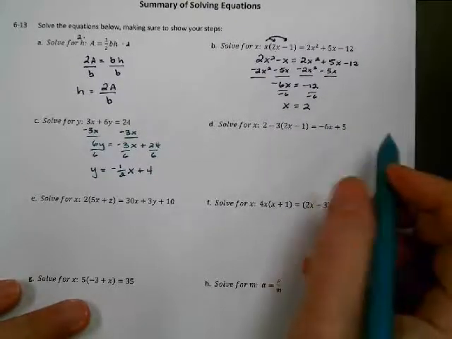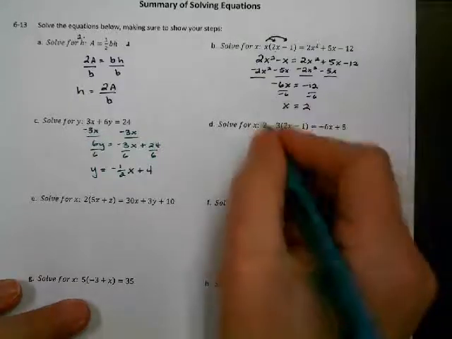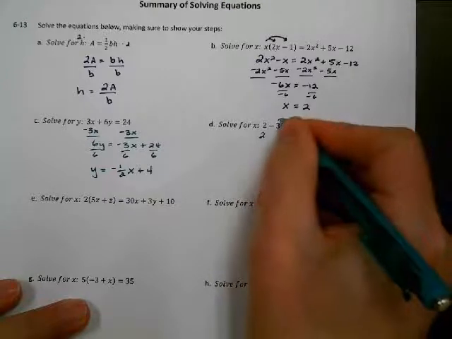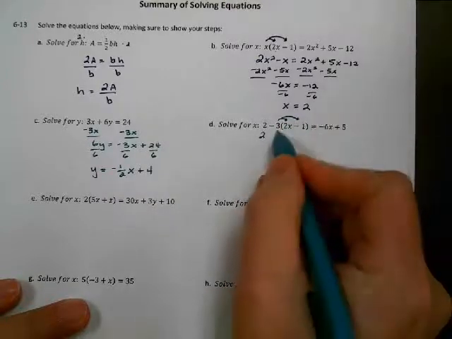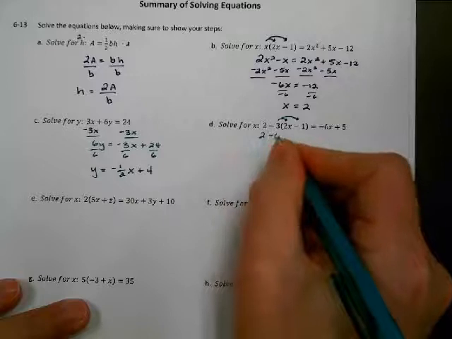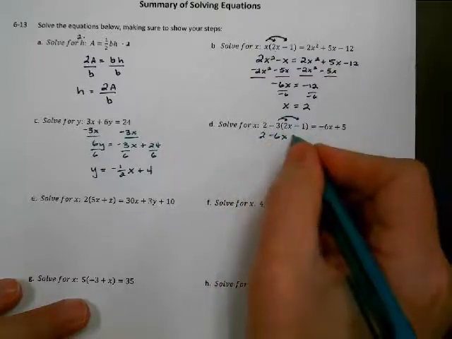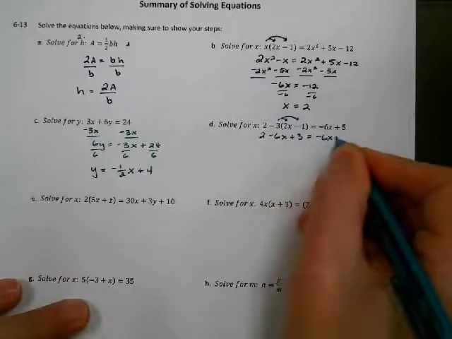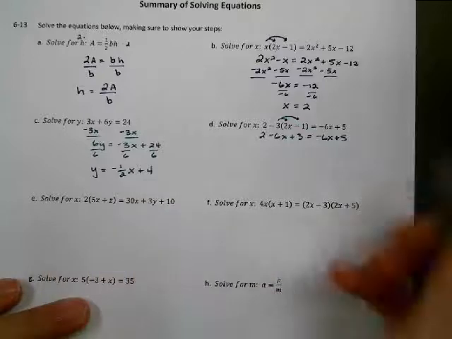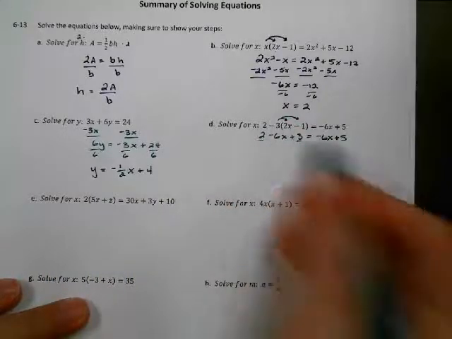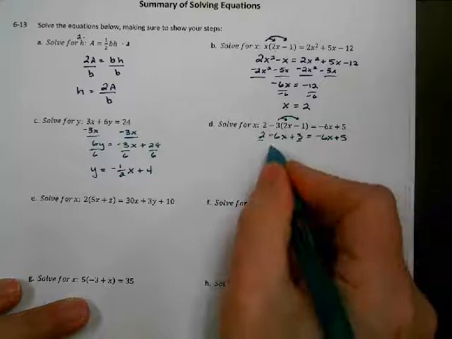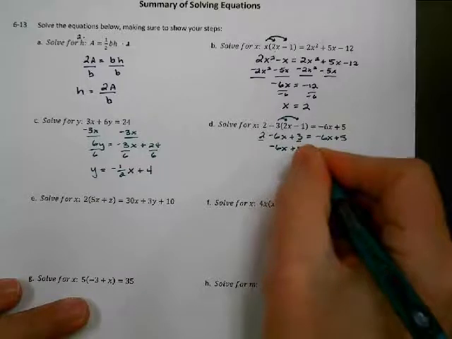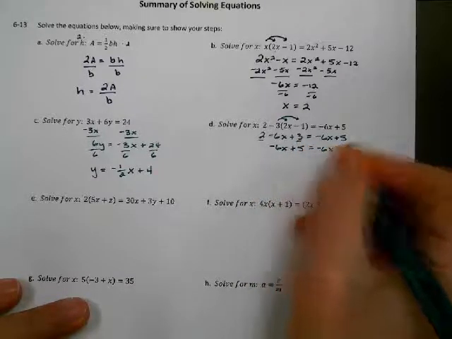Over here I've only got one variable, so I'm going to get one answer for this one. Okay, I'm just going to go ahead and distribute this one. So I'm going to do negative 3 times 2x, and negative 3 times negative 1. So negative 3 times 2x is negative 6x. And negative 3 times negative 1 is positive 3. And over here I've got negative 6x plus 5. Let's just combine like terms. Combine these two, and I get negative 6x plus 5 equals negative 6x plus 5.